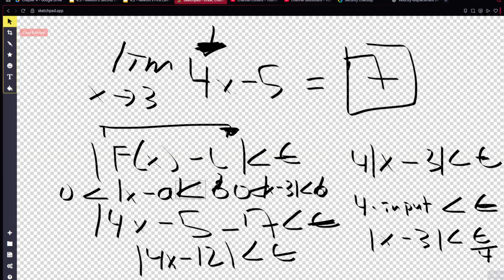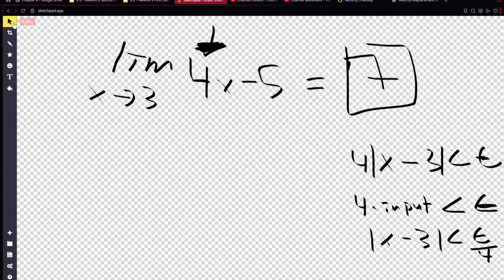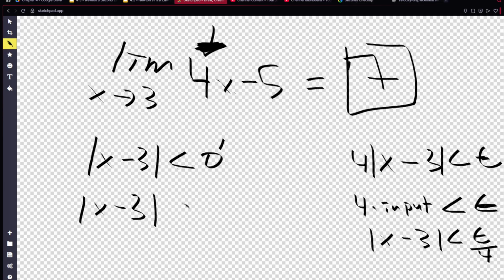So now we have two inequalities. X minus 3 has to be less than delta, and x minus 3 has to be less than epsilon over 4. So what does this mean? Now, all this means is that whatever epsilon is, delta has to be greater. And whatever epsilon is, this has to be greater. But note that we can just set delta equal to epsilon over 4. And why can we do so?